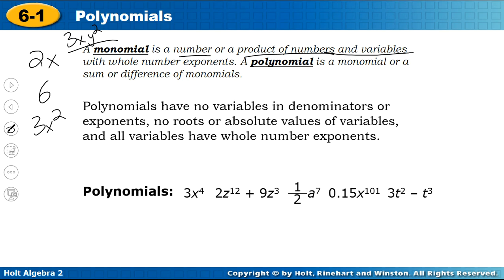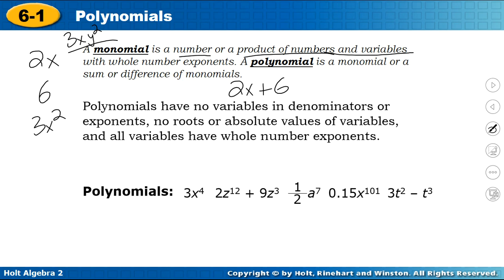So those are monomials. A polynomial is a combination of these monomials. So 2x plus 6, that's a polynomial. It's a sum or difference. Basically, we're adding together monomials. We said 2x was a monomial. We said 6 was a monomial. But when we put them together, 2x plus 6, that's a polynomial.